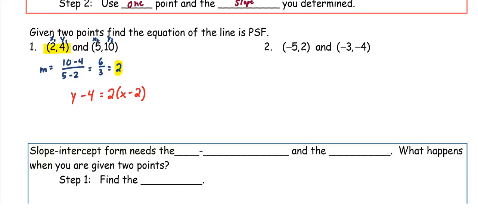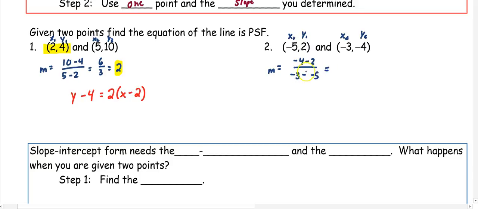So number 2, we need to find our slope again. So I have x1, y1, x2, and y2. So I have y2 minus y1 over x2 minus x1. So remember, 2 negatives really make a positive. So I have negative 6 over positive 2, which reduces to negative 3.